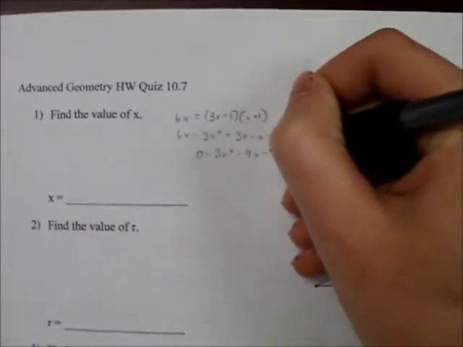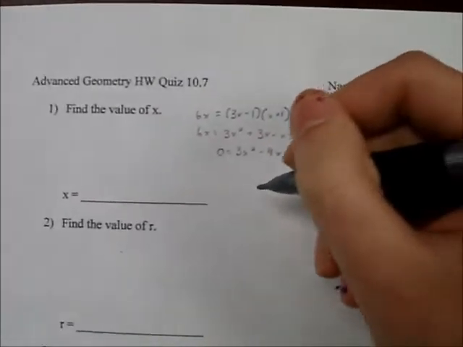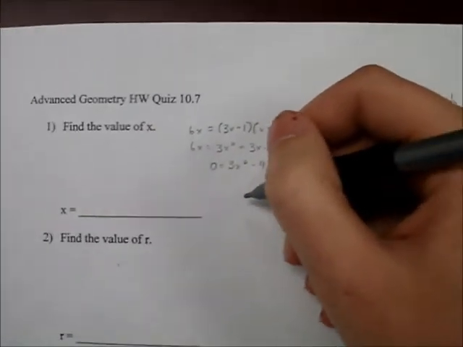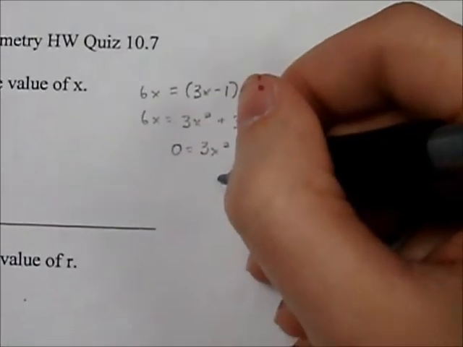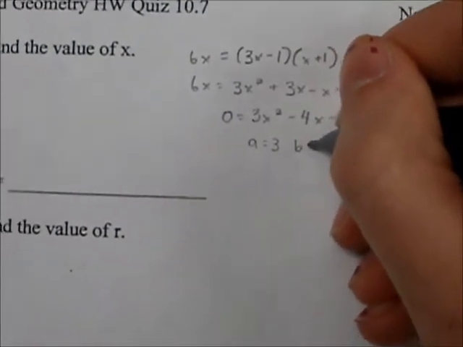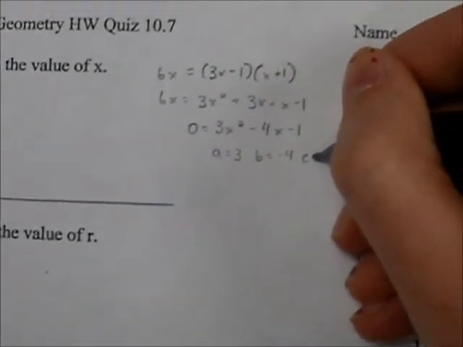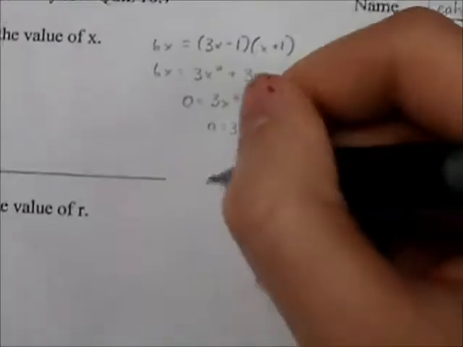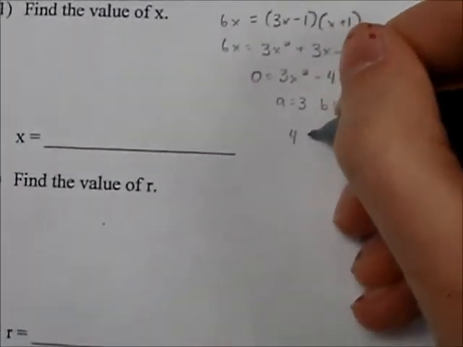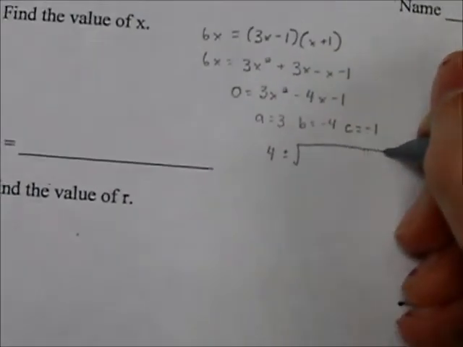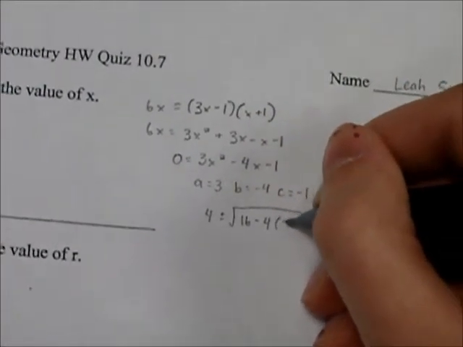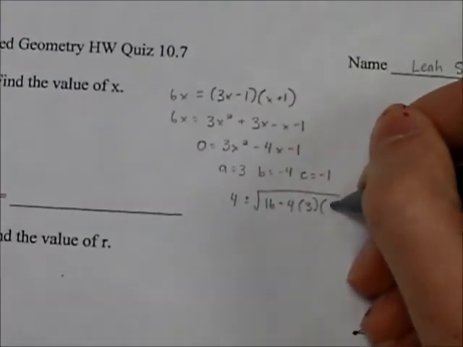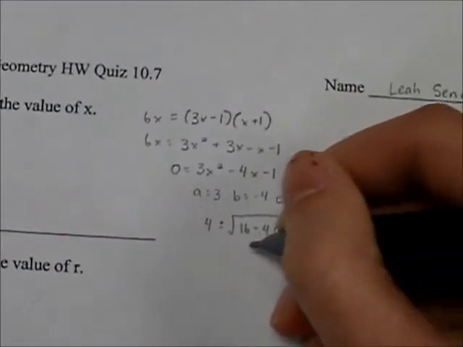So a equals 3, b equals negative 4, and c equals negative 1. And we plug them into the quadratic formula. So 4 plus or minus the square root of 16 minus 4 times 3 times negative 1, all over 2 times 3.